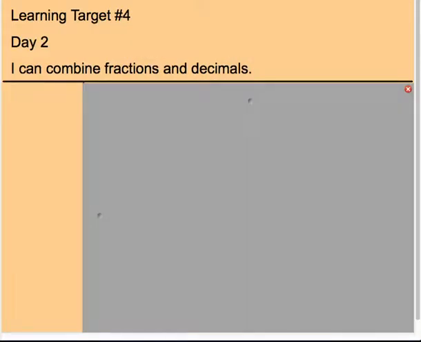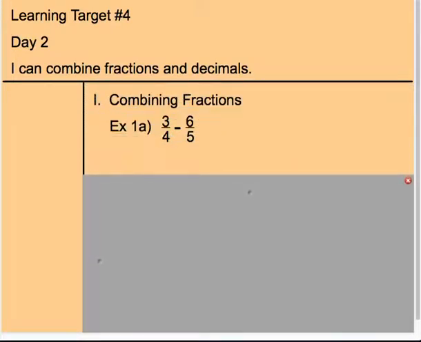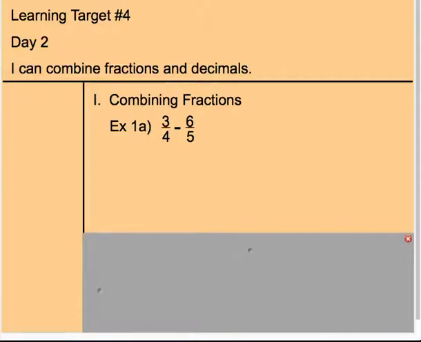Alright, so learning target number 4, day 2, I can combine fractions and decimals. So we're going to go through a few more examples. Again, find the least common multiple of your denominators. We need a common denominator. The least common multiple of 4 and 5 is 20. So I like to jot my fractions down with that common denominator and then go back and think about the numerators. I multiplied 4 by 5, so I need to do the same thing to my numerator.